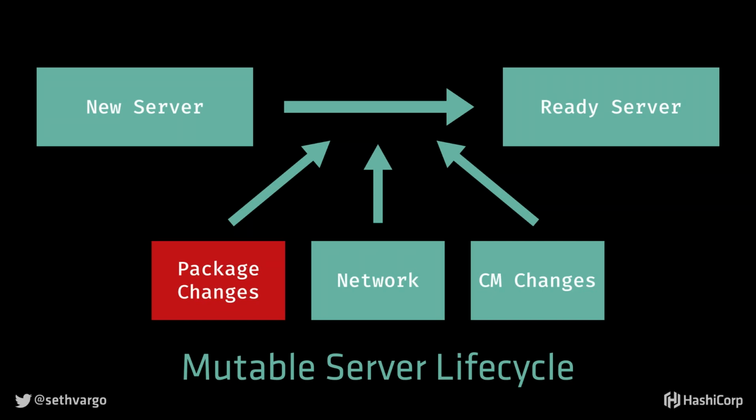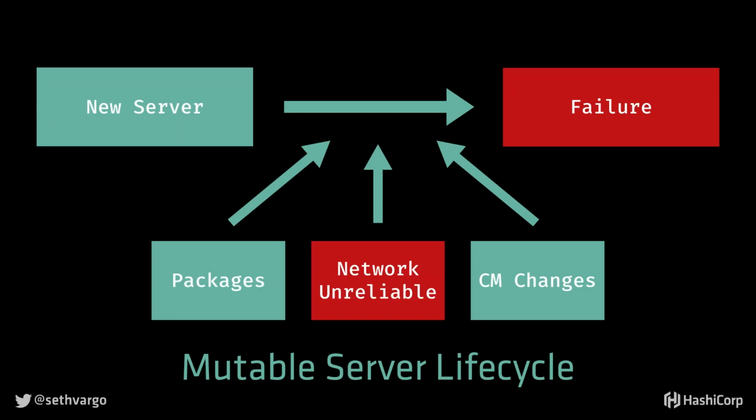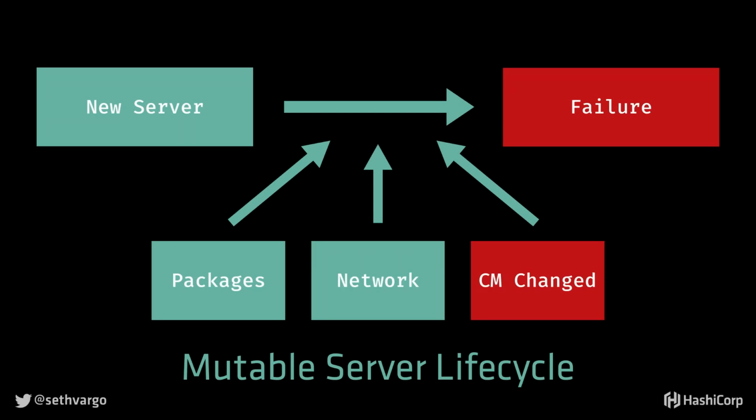But each of these is a single point of failure. Packages upstream might change. Is everyone locking their packages to exact versions? What if that particular CDN is down? What if there's an unreliable network where the ability to download a package is just restricted? What if configuration management has changed and that's introduced a breaking change? All three of these lead to failure.